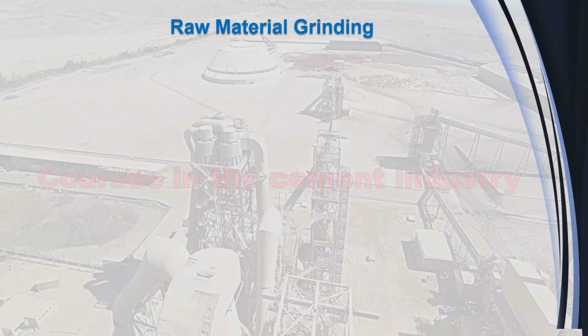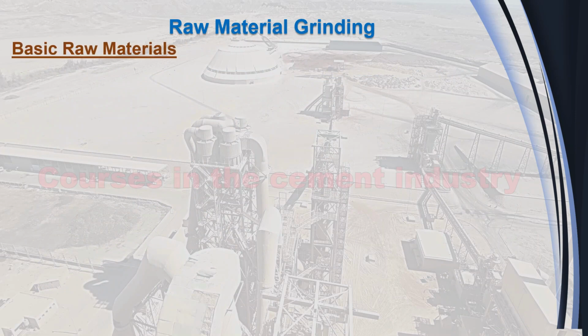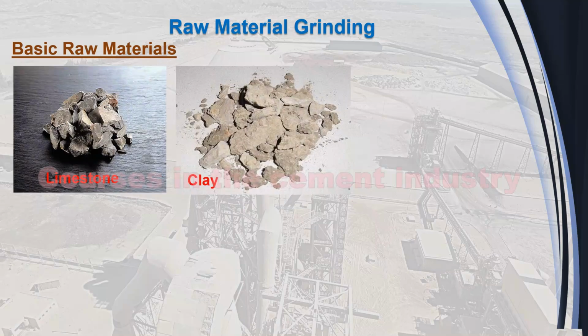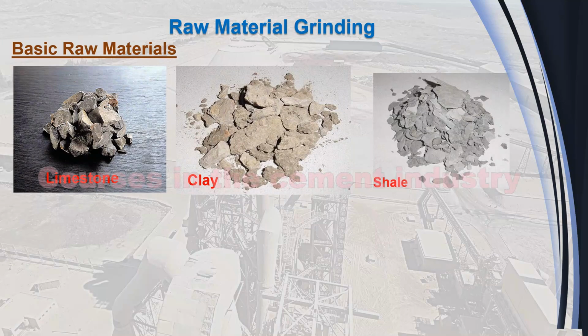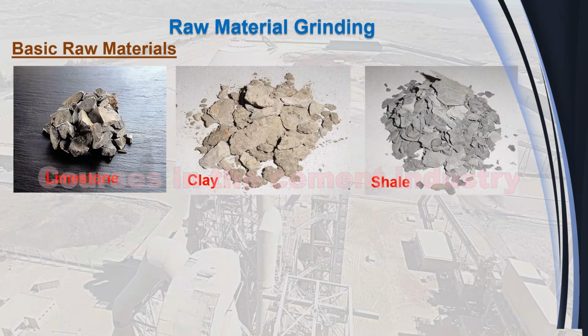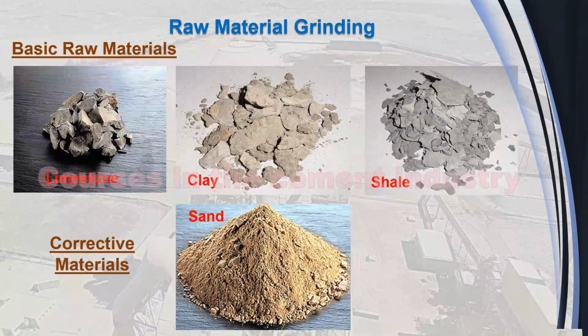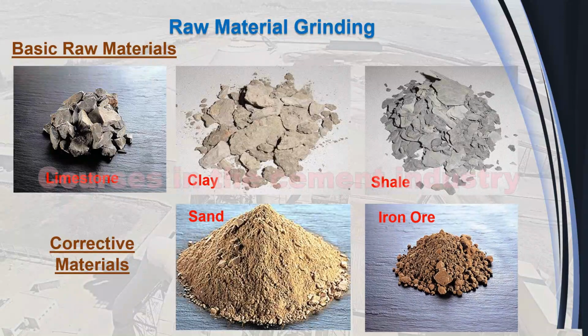Raw material grinding. Divided into two types. A. Basic raw materials: 1. Limestone. 2. Clay. 3. Shale. B. Corrective materials: 1. Sand. 2. Iron ore.